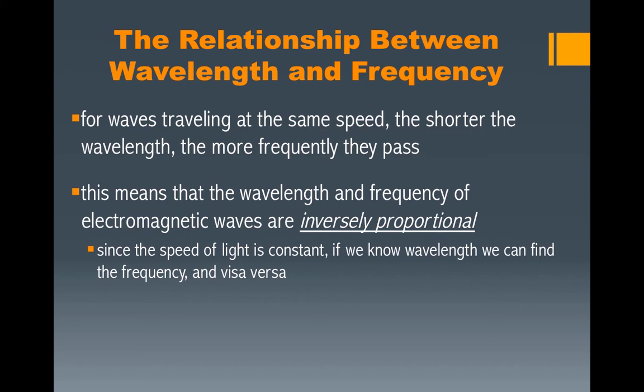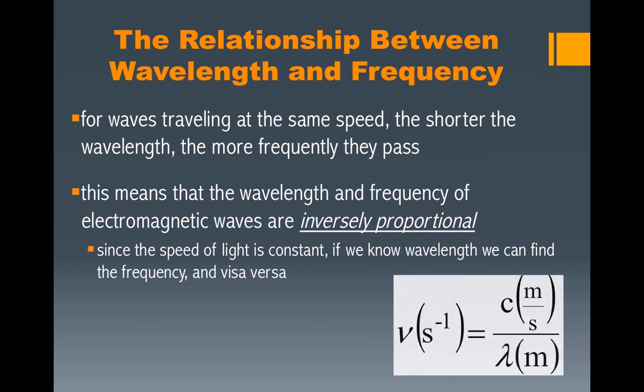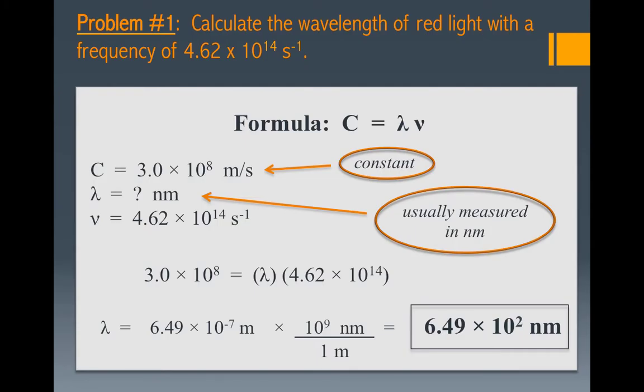In general, frequency and wavelength are what we call inversely proportional, which means they're opposite. So as wavelength goes up, frequency goes down and vice versa. Because of this relationship and because of the speed of light, we can use an equation that's shown here, which involves the frequency, the wavelength, and the speed of light. In parentheses here is just the units. And this can be used to calculate the wavelength or frequency when given one or the other.